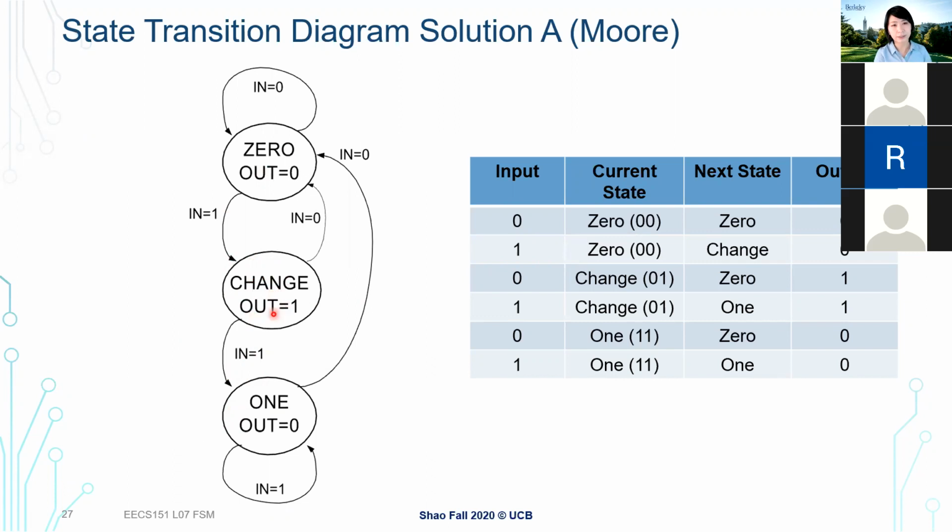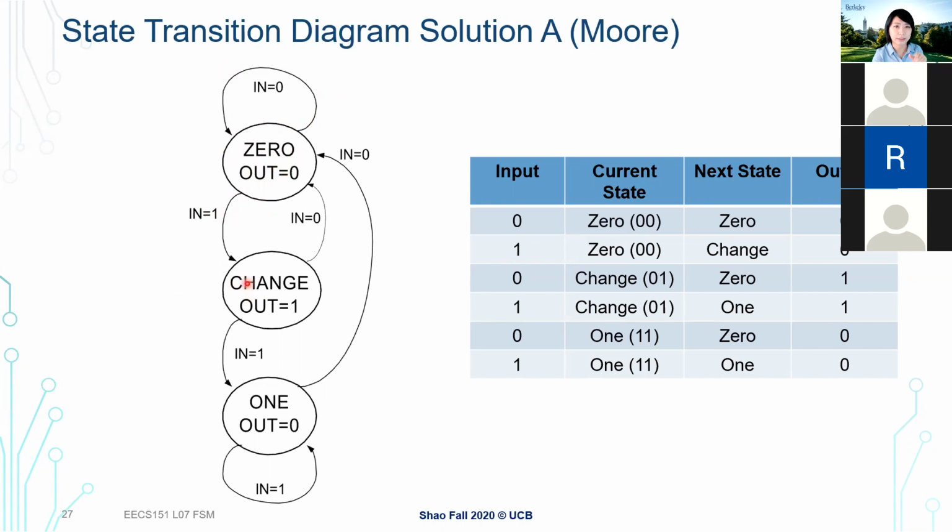Let's go through this state transition diagram a little more. Let's say we start from the 0 state. If my input is another 0, I don't change my state, because that's not the pattern I'm looking for. So if I'm already in the 0 state and I see another 0, I stay in my 0 state. But if I'm in the 0 state and I see a 1, this is a 0 to 1 transition. Once I observe a 1, I get to my change state.